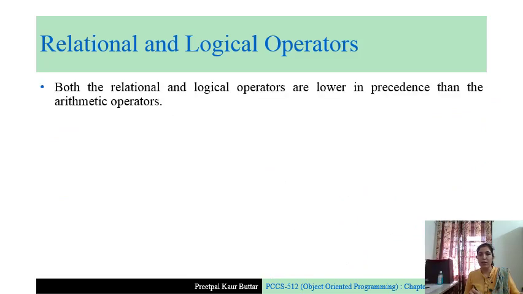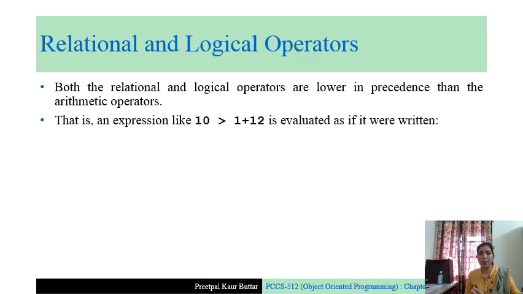Both the relational and logical operators are lower in precedence than the arithmetic operators. If an expression contains a mixture of arithmetic and relational or logical operators, then arithmetic operators will be executed first, and then the relational and logical operators will be evaluated. For example, you have an expression 10 greater than 1 plus 12. Okay, so this expression contains a relational operator, which is the sign of greater than, and an arithmetic operator.